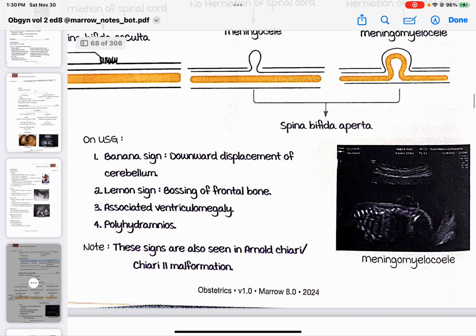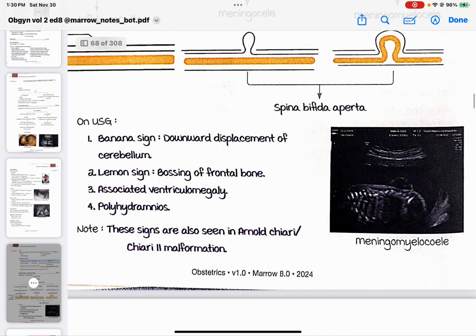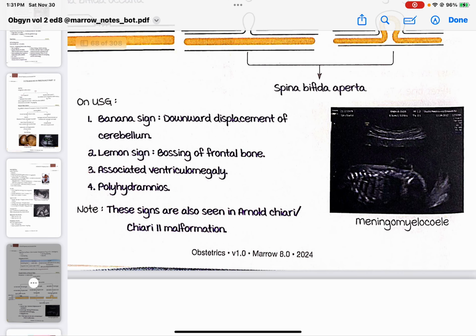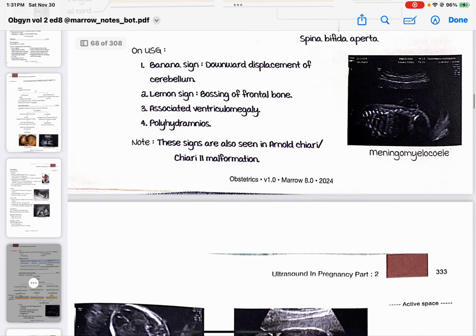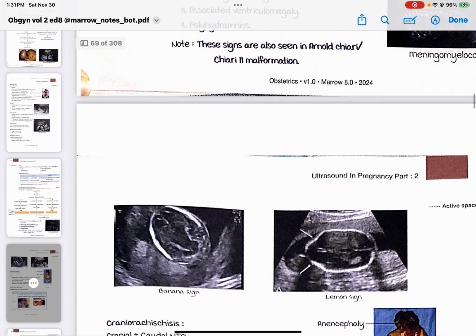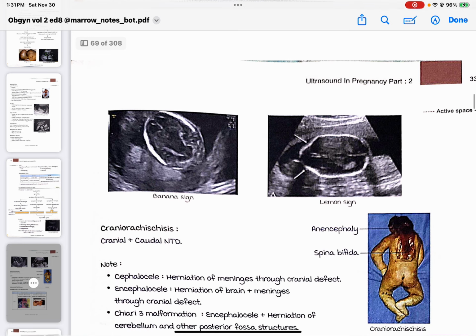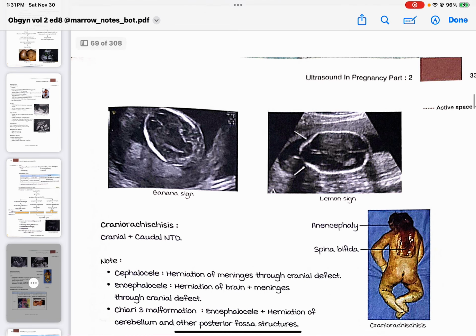On ultrasound, banana sign, downward displacement of cerebellum. Lemon sign, bossing of frontal lobe. Associated ventriculomegaly, polyhydramnios. These signs are also seen in Arnold Chiari 2 malformation. Meningomyelocele: banana sign, downward displacement of cerebellum; lemon sign, frontal bossing.